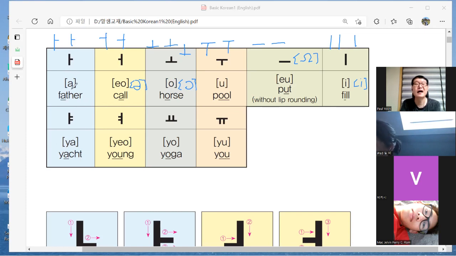In the pronunciation symbol, we already know "a." Then add one more bar. Just add this sound, right?